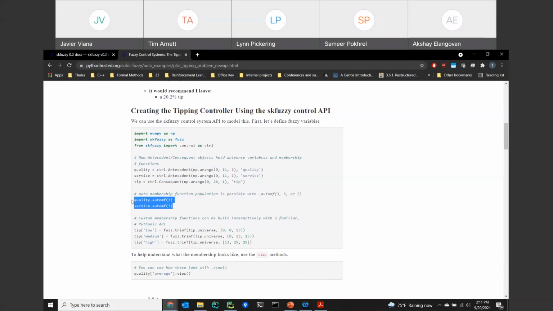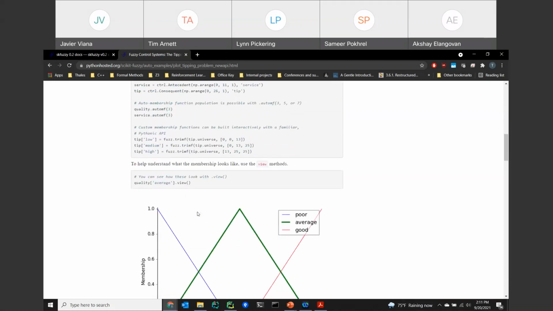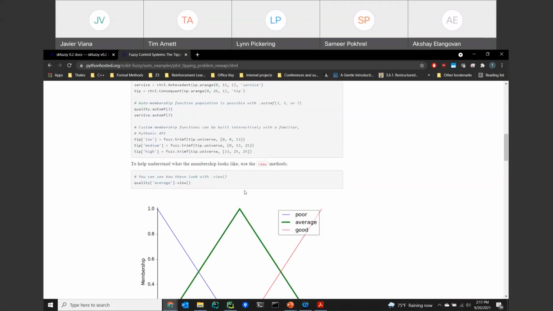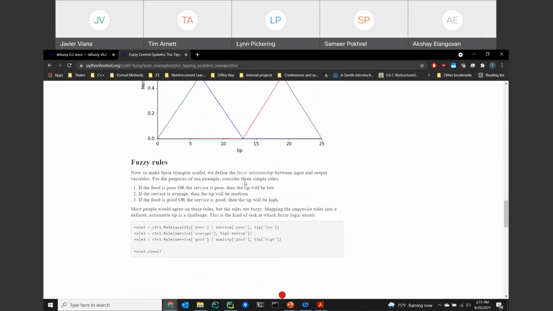In this case, they're auto-generating membership functions, which is fine for this example. You can do that too. Or I do recommend playing around with it to make your own, to define your own input sets. But definitely okay to generate them automatically for now. Later on, you will not want to do that though. And then this is defining membership functions that are being built interactively. So don't worry about the viewing. That's just so you can see what they look like.